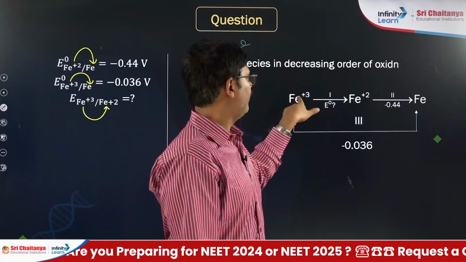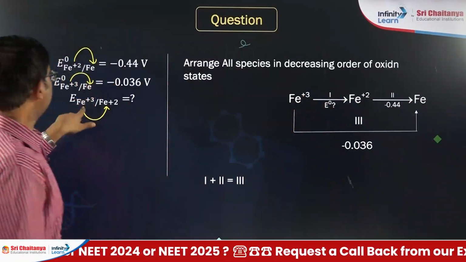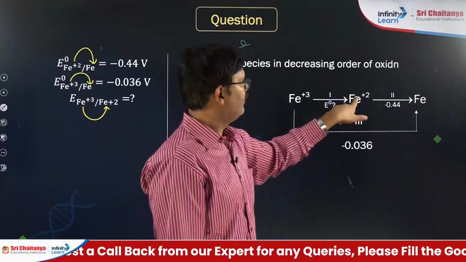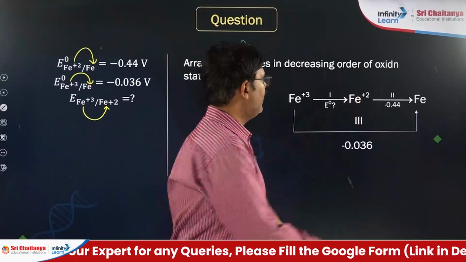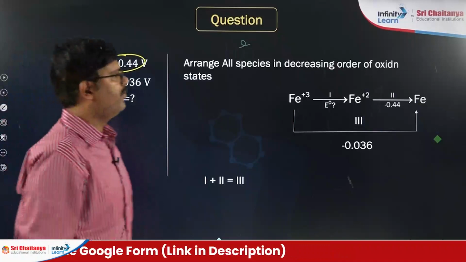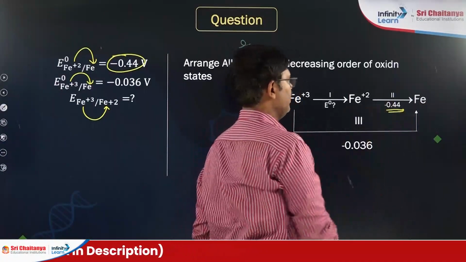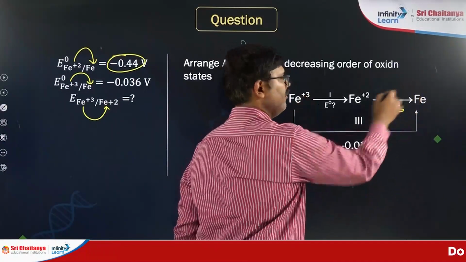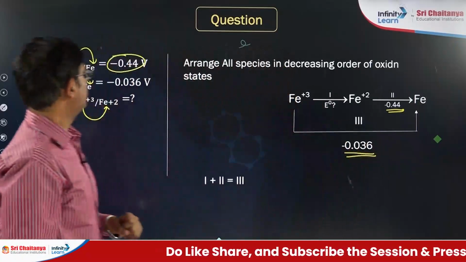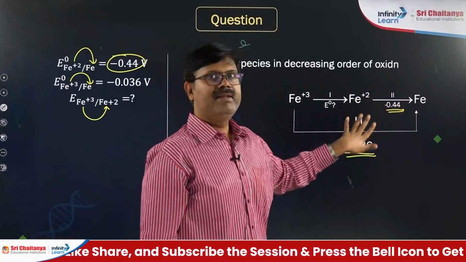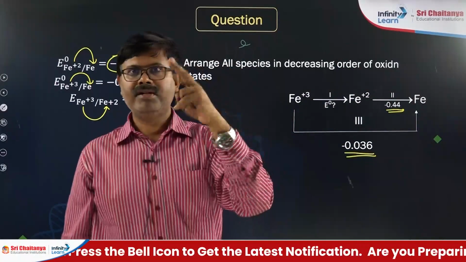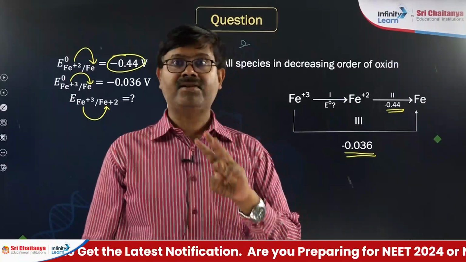Arrange them in decreasing order of oxidation states. Fe+3 to Fe+2, we need to calculate the value, so I put a question mark here, E naught question mark. And Fe+2 to Fe is given as minus 0.44. Fe+3 to Fe is given in the question as minus 0.036. So this data is given, this data is given, and this reduction potential value they are asking. Two reduction potentials they have given, the third one they are asking.